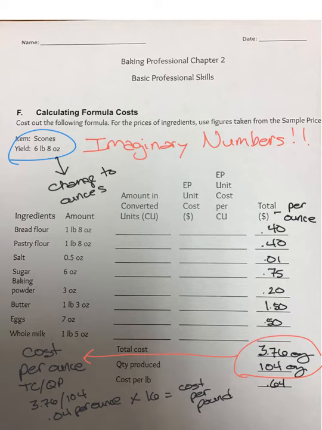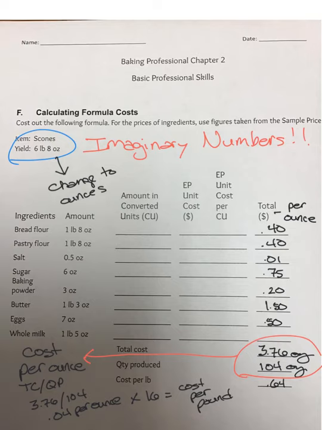All right, now that we have each individual price for your ingredients, you have to figure out how much the item costs you now. So you're going to add up that column of the total cost per ounce. And this adds up to $3.76. The next line asks us to determine the quantity produced. Well, that's given to us in the yield, 6 pounds, 8 ounces. Change that to ounces, and our quantity produced is 104 ounces.